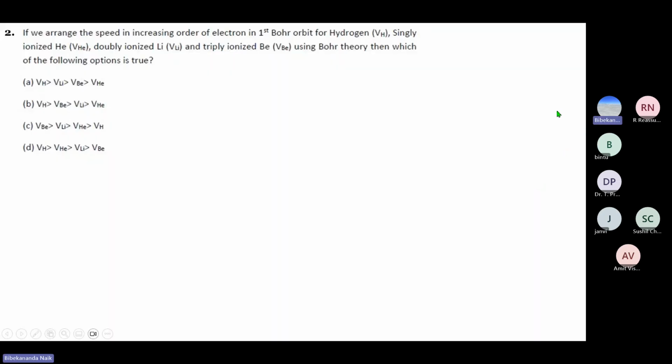Yes, has anyone calculated what will be the correct option? Yes, any answers?